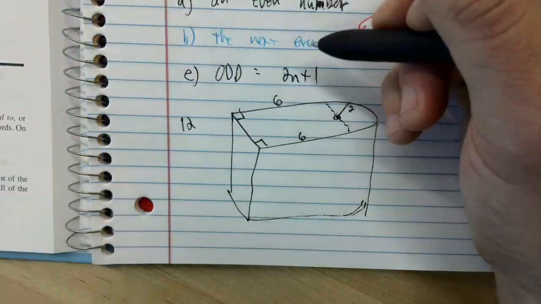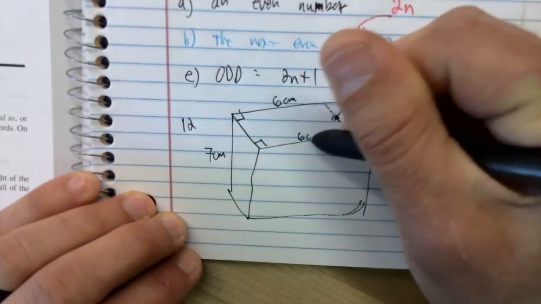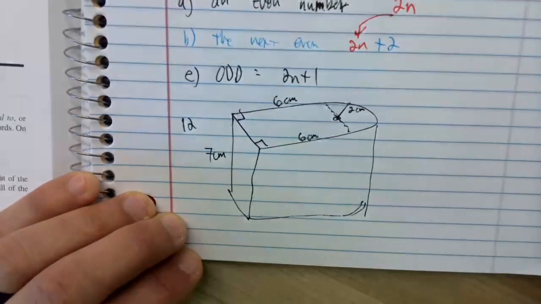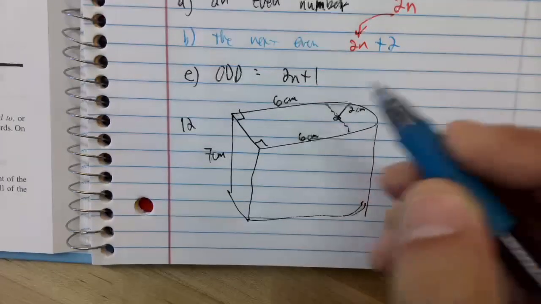And then it's how tall? 7 centimeters. And these are all centimeters as well. Okay? So, again, volume, that's not volume. This is a surface area problem. Find the area of all the surfaces that are required to make this shape. So we've got to think, this one's probably going to be the easiest, right?